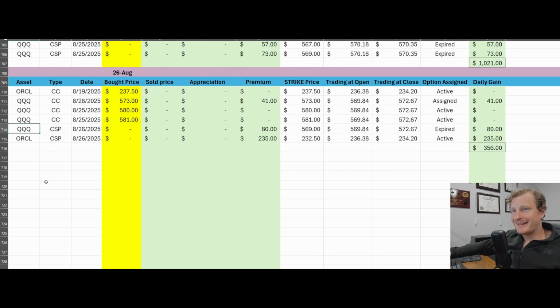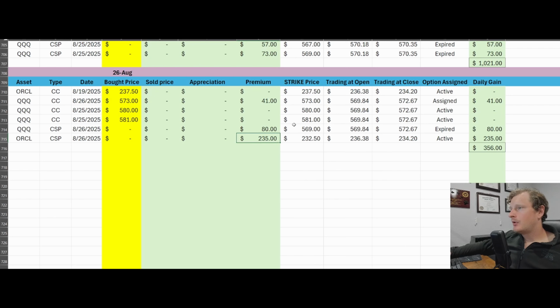So the other 2 things I did for August 26th, I ran a cash secured put on the QQQ. Like I mentioned, it opened at 569.84, and then I ran a cash secured put at the strike price of 569, bagged about $80 of premium, expired worthless because the market was actually a little bit up today for QQQ. And then the last trade I executed was an Oracle cash secured put, made $235 of premium.